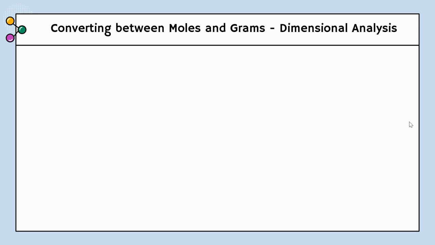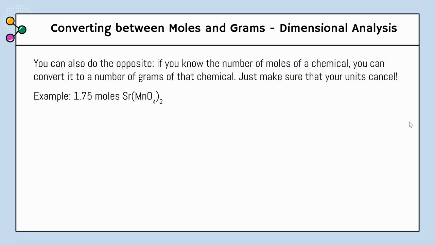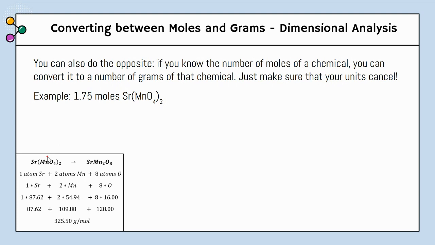We can also do this in the opposite order. For example, if we know the number of moles of a chemical, we can convert that into grams using the same sort of method. We just have to make sure our units cancel. As our example, let's pretend that we have 1.75 moles of strontium permanganate, or Sr(MnO4)2. The first step is going to be the same. We want to calculate our molar mass, and we'll see why this comes in handy in a bit. But first, I want to point out that I'm going to expand my formula here, get rid of that polyatomic ion, just to make counting easier.